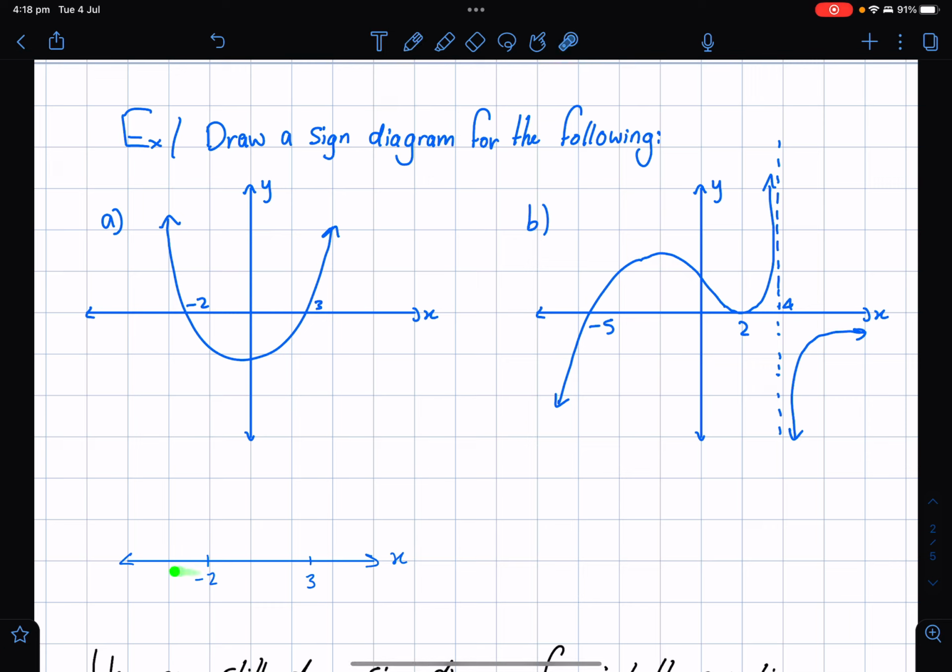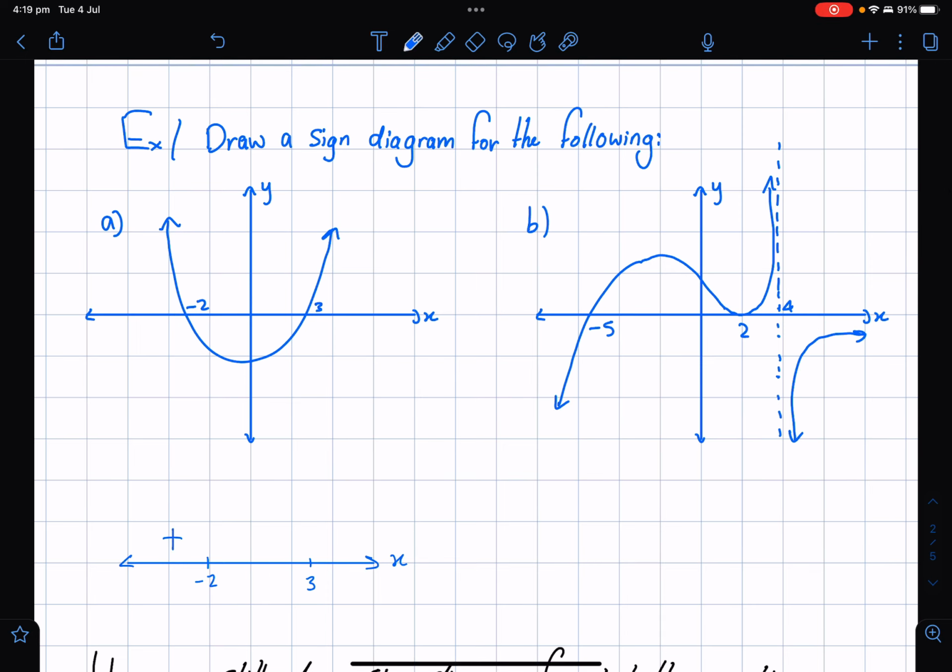Now, on this side of -2, so the left side, my function's above the x-axis, so we put a plus. In between my -2 and my 3, you can see my function's below the x-axis, so we put a negative. And then to the right of 3, it's positive, so I put a plus. Nice and simple, isn't it? So now that we've done the really simple example, let's have a bit of a go at the trickier one.